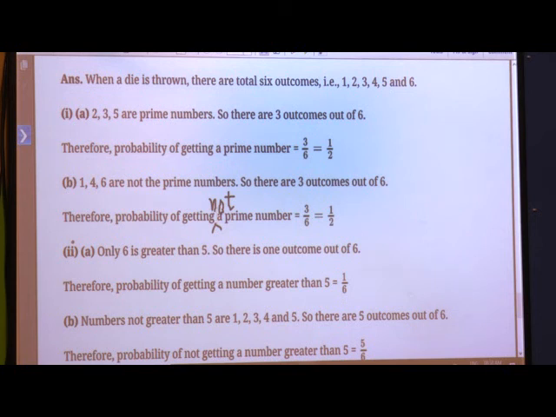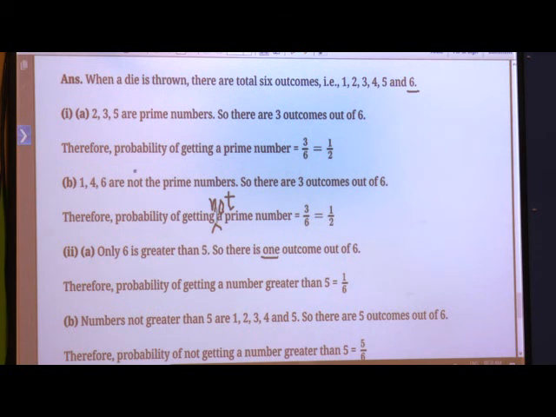Number greater than 5. Only 6 is greater than 5. In 1, 2, 3, 4, 5 and 6, greater than 5 is only 6. 5 is not greater than 5, it is equal to 5. So, there is one outcome out of 6. Therefore, the probability of getting a number greater than 5 is equal to 1 upon 6.